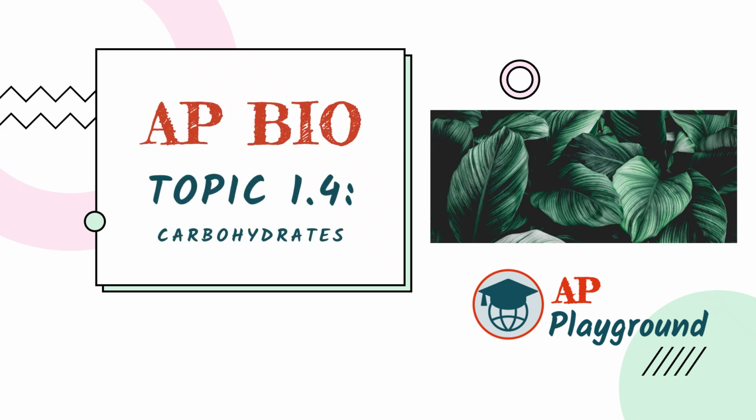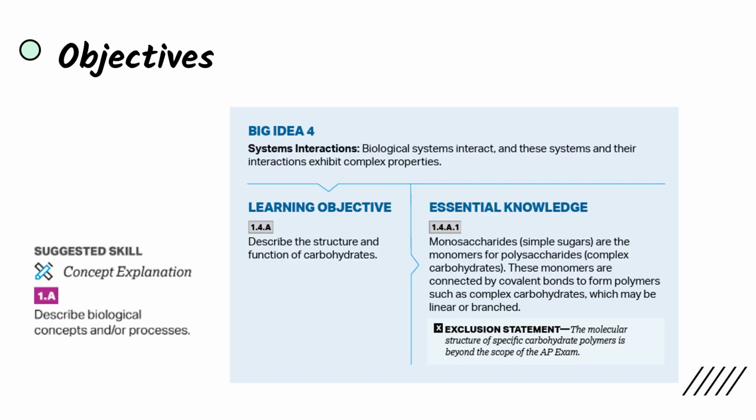Today we're covering topic 1.4, carbohydrates. Objectives for this lesson are to describe the structure and function of carbohydrates, especially discussing the monomers that form carbohydrates and how they do so. And the suggested skill is 1A, concept explanation, describe biological concepts and or processes.